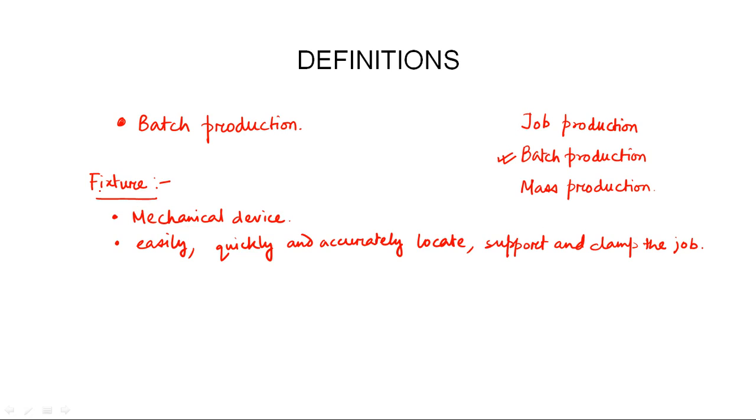So when we design any fixture, we have to keep in mind that it should easily, quickly and accurately locate, support and clamp the job. These three conditions we need to fulfill when we design any fixture. And this mechanical device must be strong and rigid, so that it can give support to the workpiece.